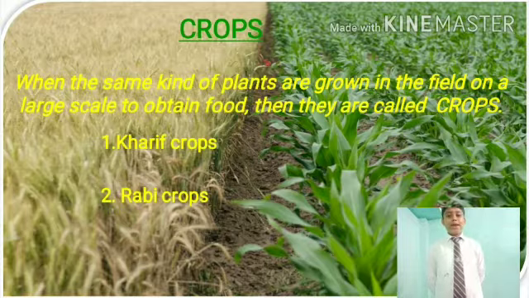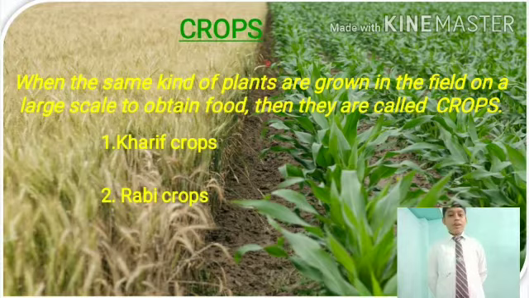When the same kind of plants are grown in the field on a large scale for obtaining food, then they are called crops. There are two types of crops. Kharif crops, the crops that are sown in the rainy seasons, are called kharif crops. Some examples of kharif crops are paddy, soybeans, etc. Rabi crops, the crops that are grown in the winter season, are called rabi crops. Examples of rabi crops are wheat, gram.